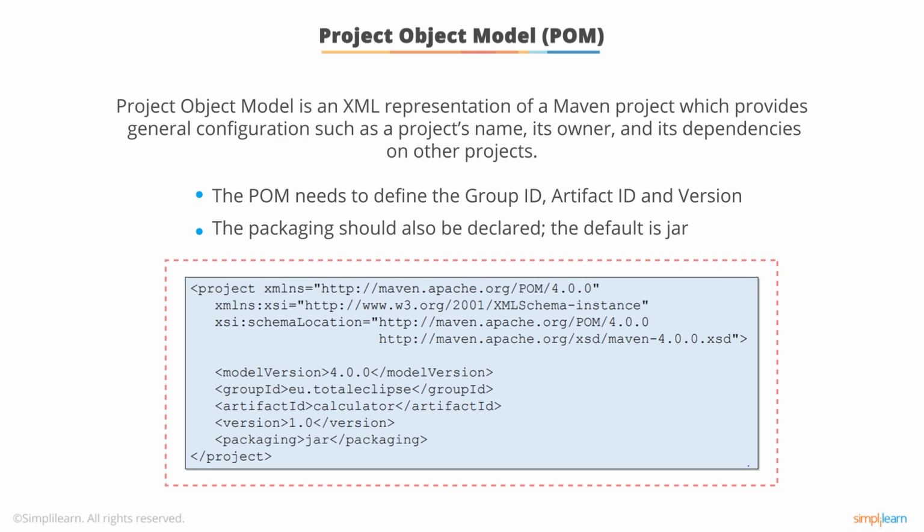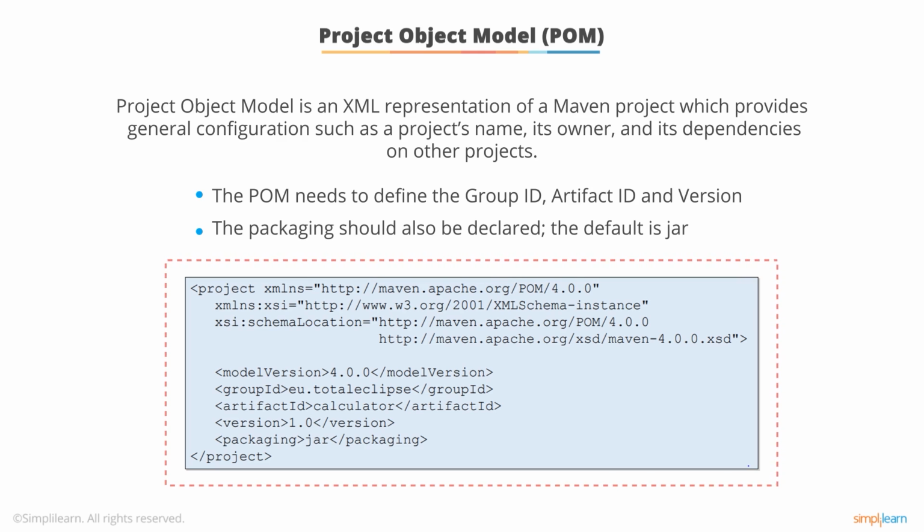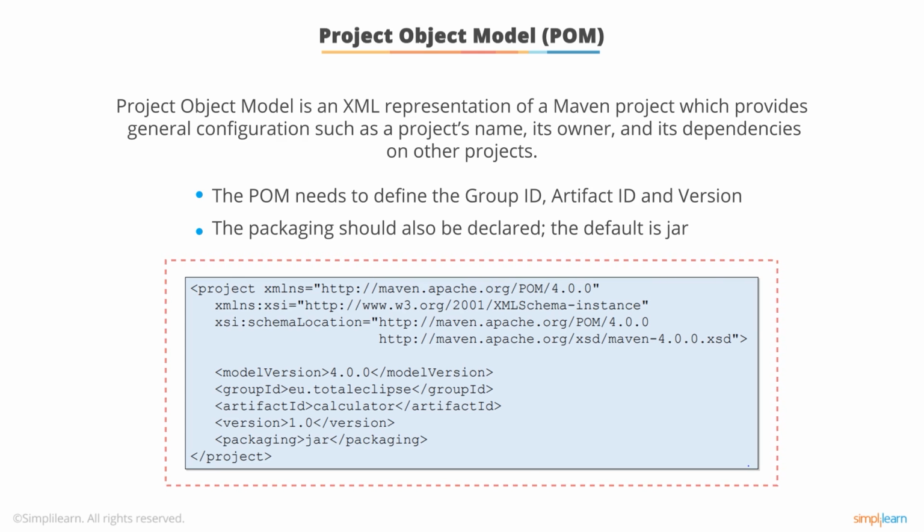The POM shows a version of 1.0 and it belongs to the group with the identifier EU.TotalEclipse. You can think of the group ID as a way a company organizes a number of artifacts under a common name.